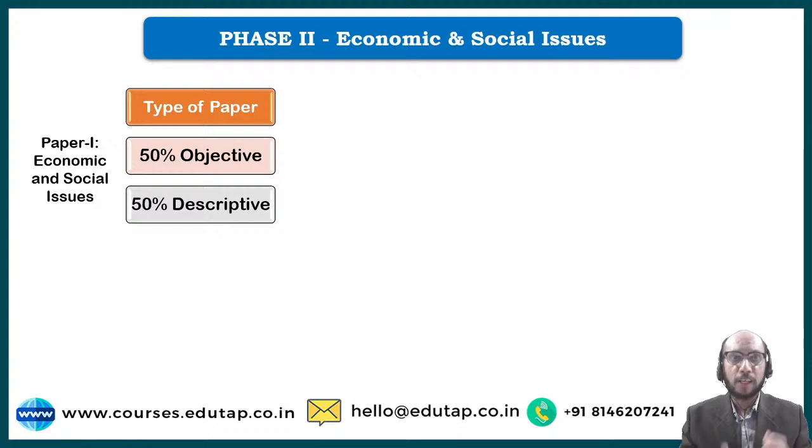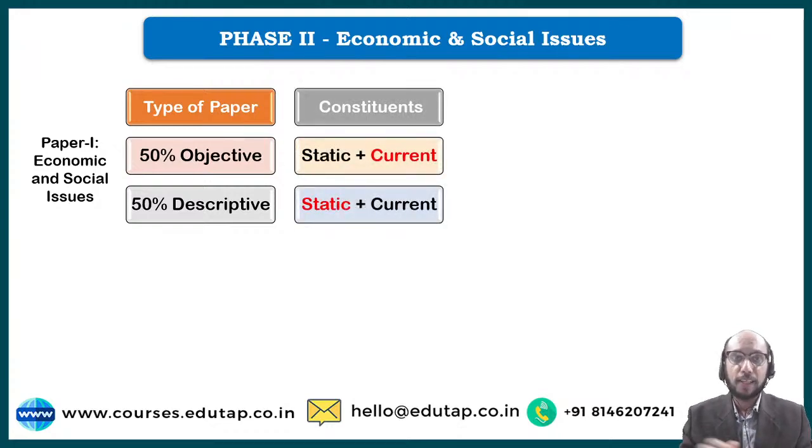Let us move ahead. Now when we are talking about the objective paper, we need to understand this very well, that there are two particular constituents, right? There is a static component of the examination and there is a current component of the examination, right? Now if you see, for objective paper, I have highlighted current in red, and for the descriptive paper, I have highlighted static in red. And there is a thought behind this. You need to understand this very well. If you want to perform well in the objective paper, based on the previous year trend, your current affairs is very important.